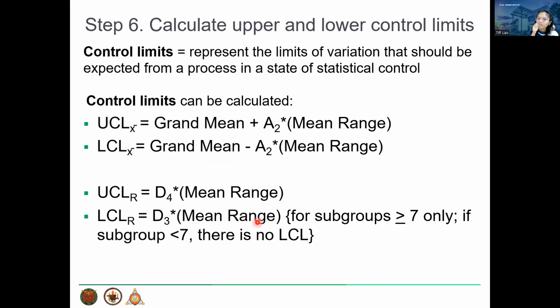Gets? So pag less than 7 yung observations, you only have an upper limit, no lower limit. Okay? Pero pag beyond or equal to 7, then you have an upper and lower limit for the range chart. For the range chart lang ha. Claro? Is that clear?